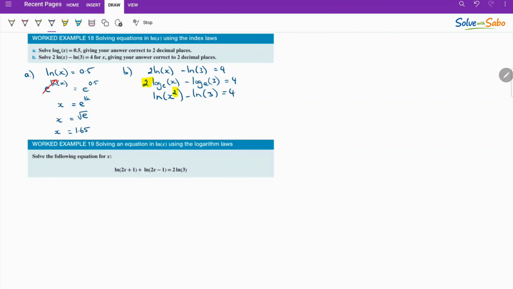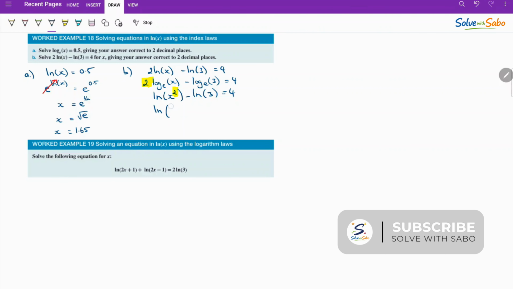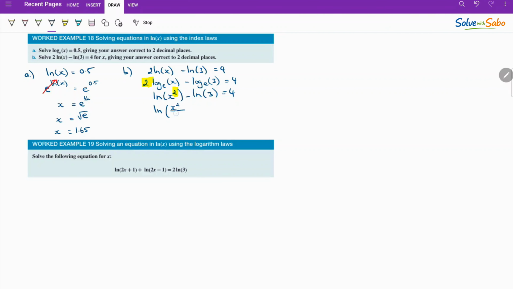Okay, the next thing we're going to look at is how do I deal with subtracting logs. If you have looked over your log laws recently, you'll know that when we are subtracting logs, it means that we are going to divide the terms inside my bracket. So ln x squared take ln 3 means it's actually going to end up with an x squared divided by 3. Now, once we've got one neat log, it means that we can do e to the power of, or do an exponential on either side.